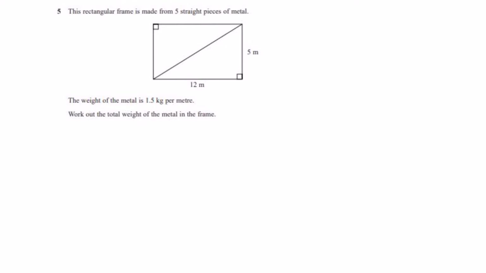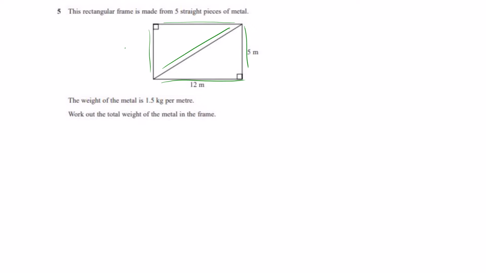Let's move on. Okay, so question 5. We have a rectangular frame made from 5 straight pieces of metal. So we've got 1, 2, 3, 4, 5. The weight of the metal is 1.5 kilograms per meter. Work out the total weight of the metal in the frame. So the first thing we need to do is find out the total length of metal that we have.